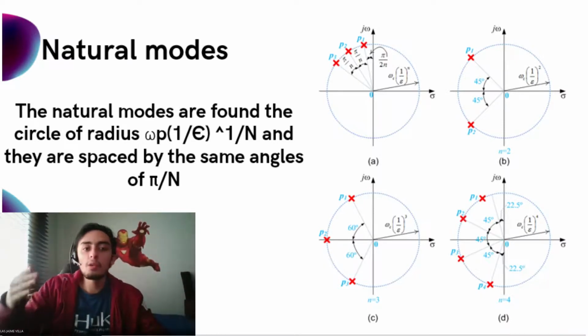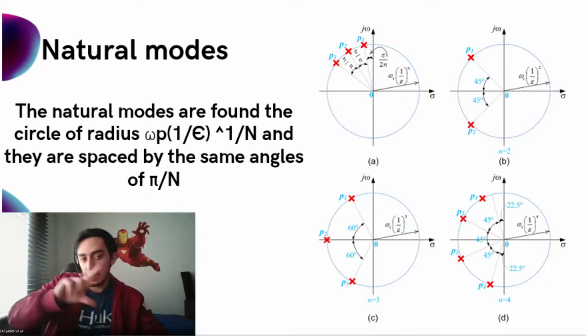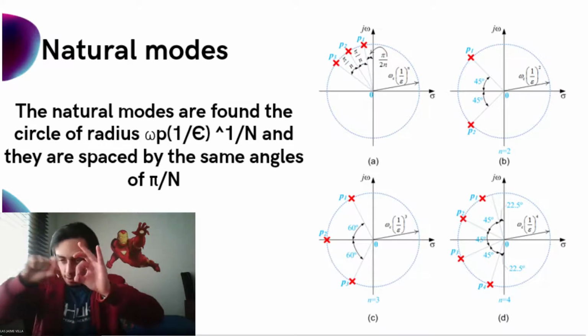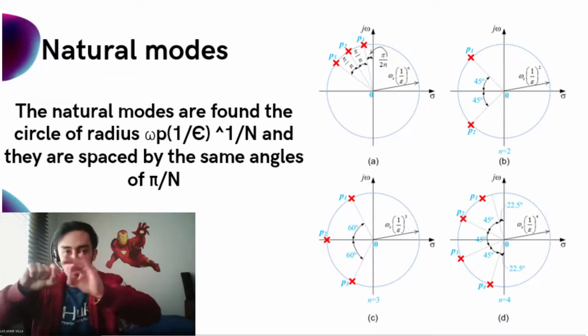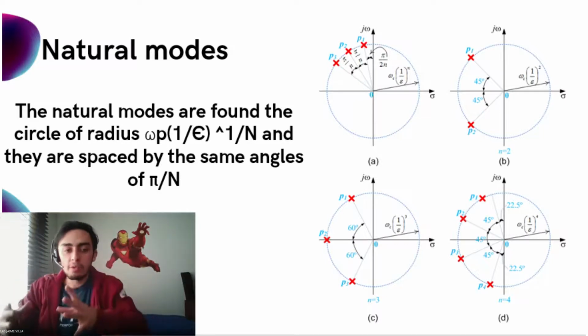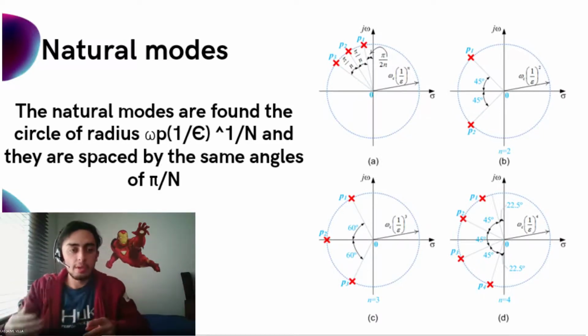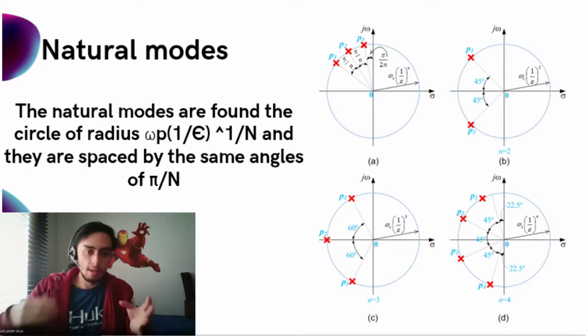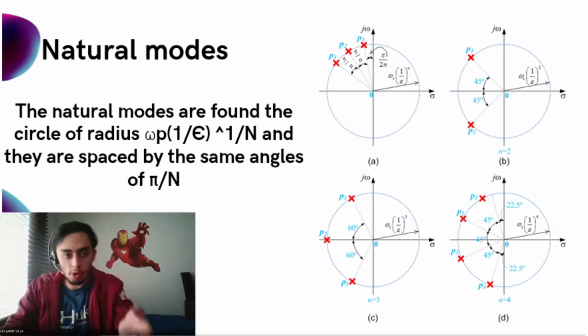Due to all the natural modes having the same distance to the origin, like the same radius, they all have the same frequency: w0 equals wp times 1 divided by e to the 1 over n. That's how the natural modes work in this equation.